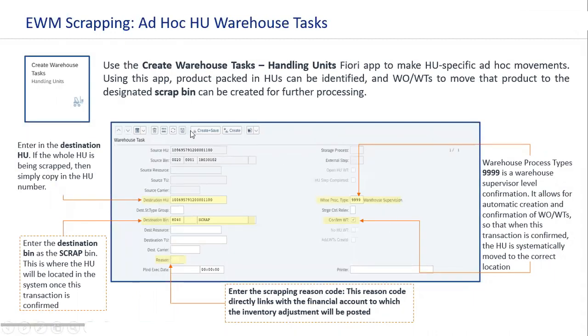So again, some of these screens are very similar to what you've just seen for the ad hoc task. Use the create warehouse task handling unit Fiori app to make HU specific ad hoc movements. Using this app, product paths in HUs can be identified and a warehouse task to move that product to the designated scrap bin can be created for further processing. So as we saw before, you'd enter the destination HU and enter the destination bin as scrap. That would then move that HU to the scrapping bin. And then we've got the reason code, where you put why at the bottom, whether it was warehouse damage or best before date, quality, etc.